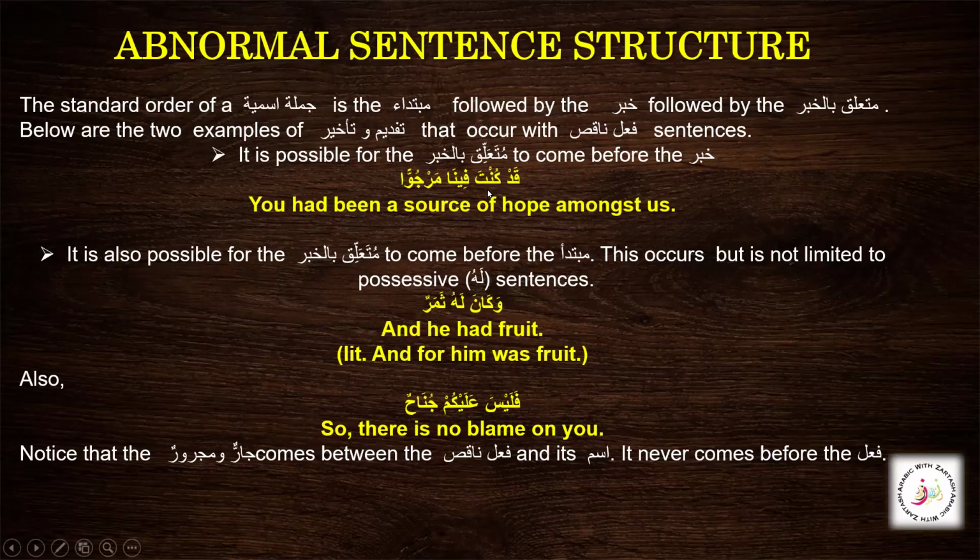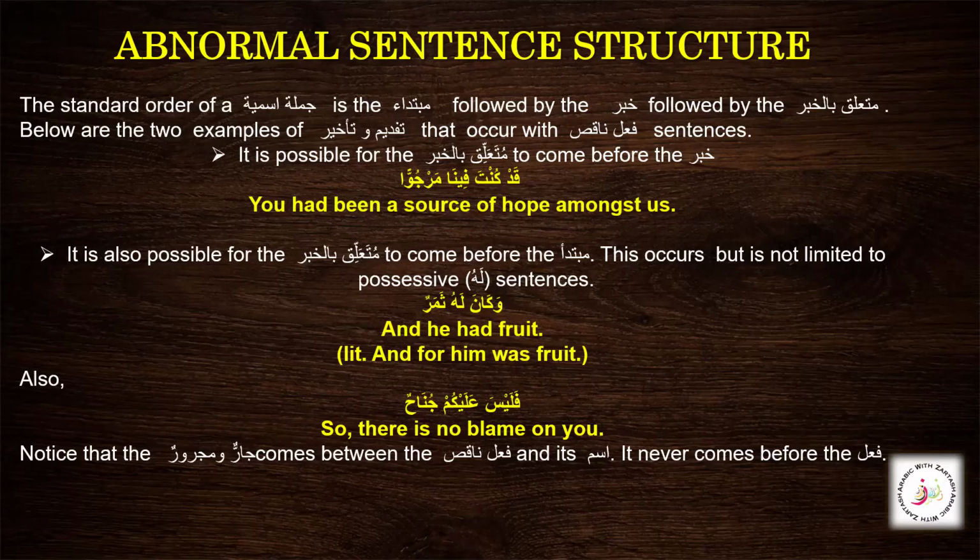Then we have fina, that is jar wa majroor, because it is jumla ismiya, and the khabar is a single or mufrad ism. So we will have muta'alliq bil khabar, and that is marjuwan. Marjuwan is our khabar kana because it is in the state of nasb. It is mansoob bil fatha.